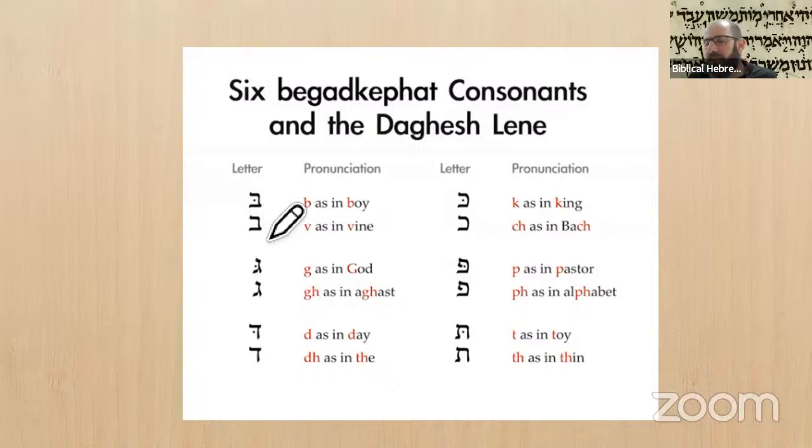Without a dot, bet is ve, which completely changes the meaning of a word, like vine. Then gimel, which we're going to learn today also, is like ge, like God. Or without a dagesh, without a dot, it is like ra. And then dalet is D in English, always with a dot, a strong D.